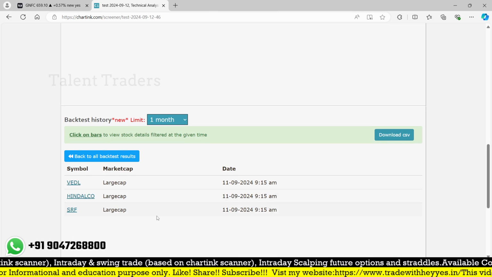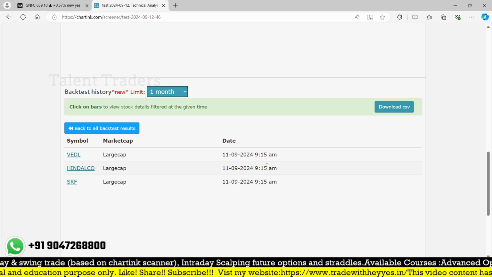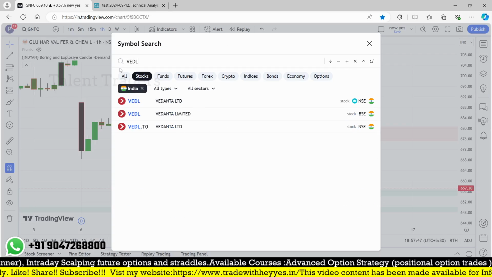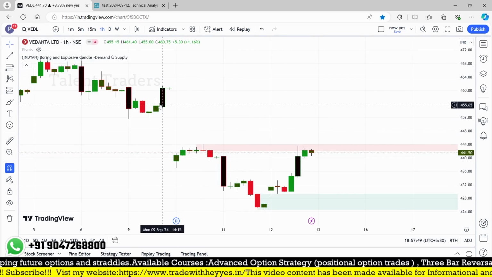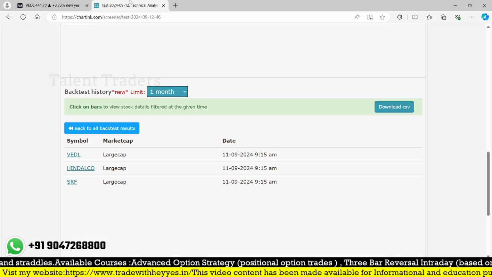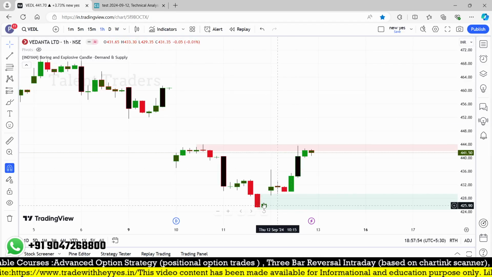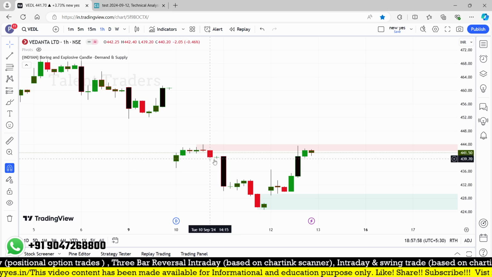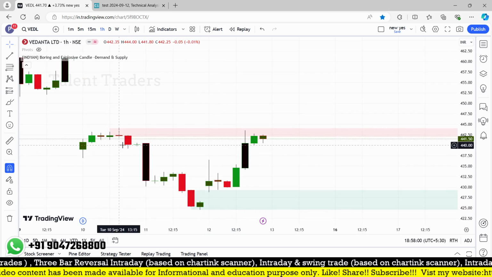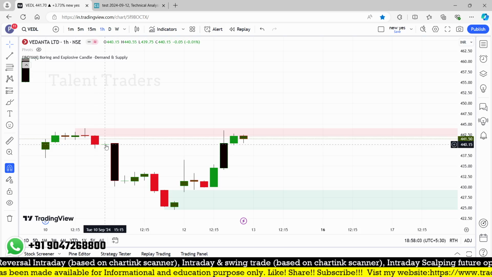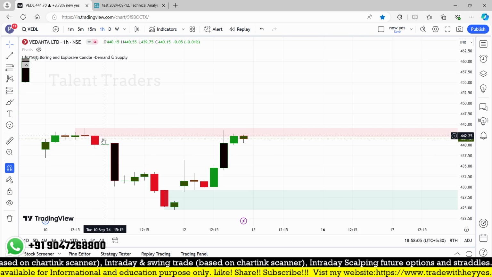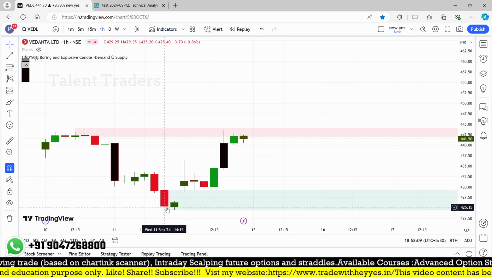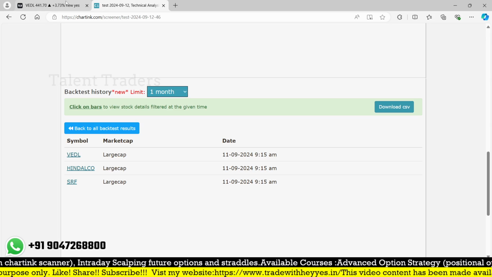So here: VEDL, Indalco, SRF. Yesterday, the 11th at 9:15, VEDL, Indalco and SRF. Let me go to VEDL. I think this is in a gap down. Sorry, 11th, na? 11th 9:15. So yesterday it was very small, and it is a drop-based drop. Where you can see higher lows forming, sorry, lower highs, and they keep on continuing, and maybe after that it gives you some movement.